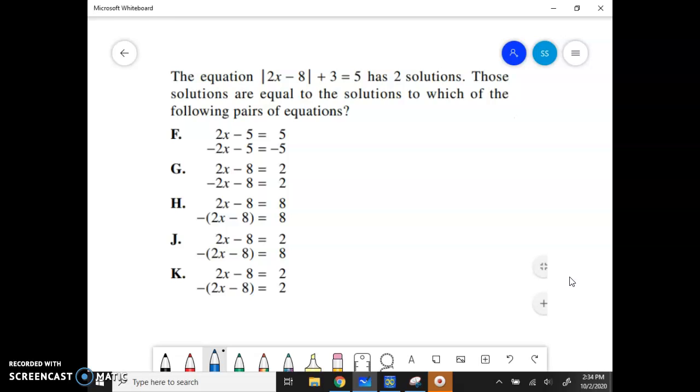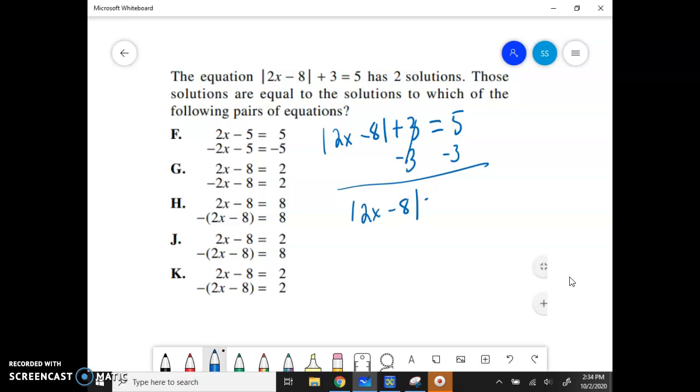So if we were to look at this equation, which is what we were doing last week, the absolute value of 2x minus 8 plus 3 is equal to 5. The first step was to remove everything outside the absolute value bar. So we would need to get rid of this plus 3. So I'm going to go ahead and subtract 3 here. If you do it to one side, you have to do it to the other side. So we're left with the absolute value of 2x minus 8 is equal to 2.